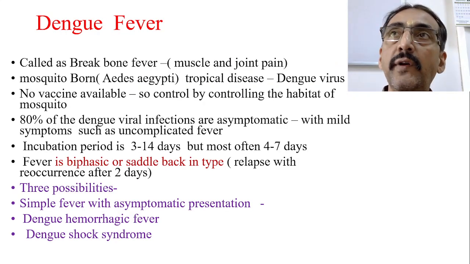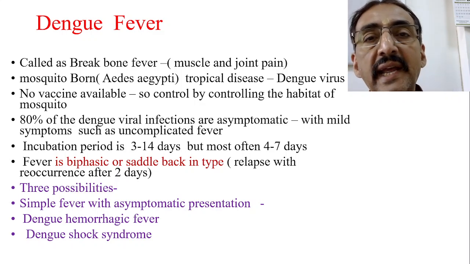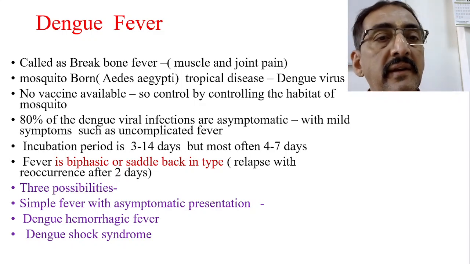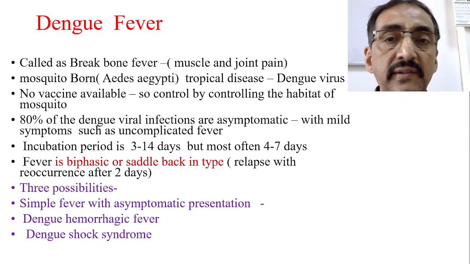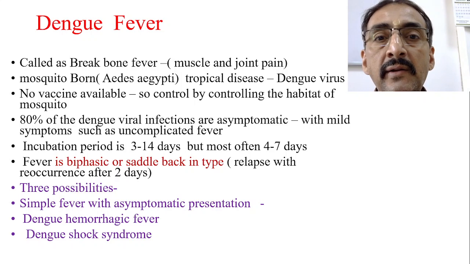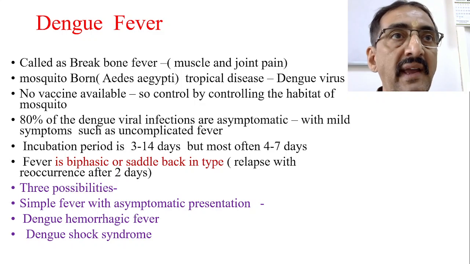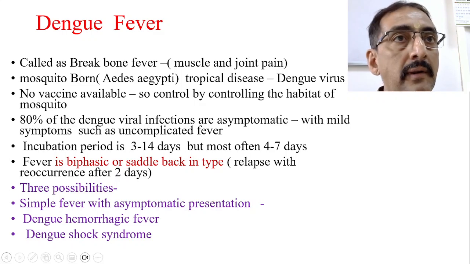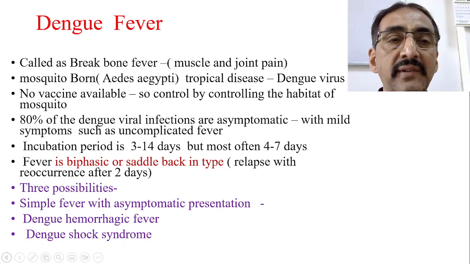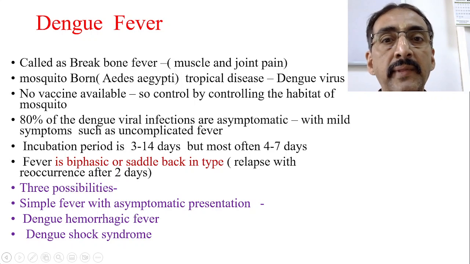Talking about dengue fever. Dengue fever is also called break bone fever. The reason it is called break bone fever is that this is a fever associated with intolerable muscle pain and joint pain. That means myalgia is one of the main symptoms. The patient will have intolerable body aches and body pains. Therefore, this fever is also called break bone fever.